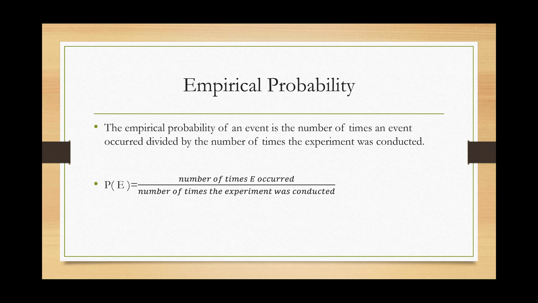We also will have empirical probability. The empirical probability of an event is the number of times an event occurred divided by the number of times the experiment was conducted. I think it's really important to say that "was conducted" means we actually did the experiment. So in theoretical, we're just thinking about it. In empirical, we've recorded the data. So we have some numbers, we've seen some things happen, and that's the difference between the two. The formulas look the same, which is really helpful. It's still the number of times E occurred, but this time on the bottom, instead of the number of elements in the sample space, we're really saying, we did do this experiment, and we know how many times it was done.